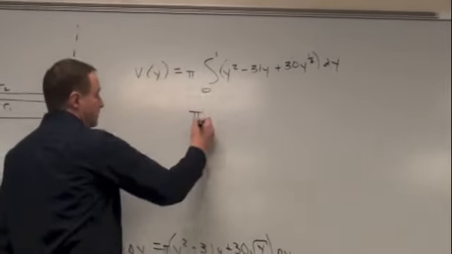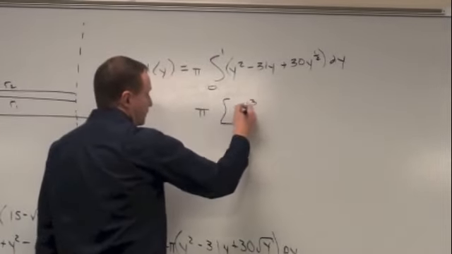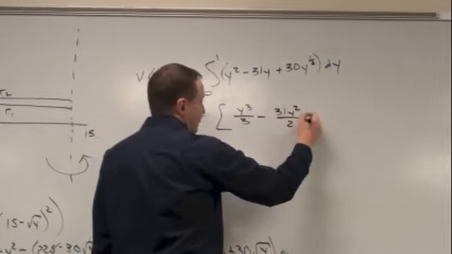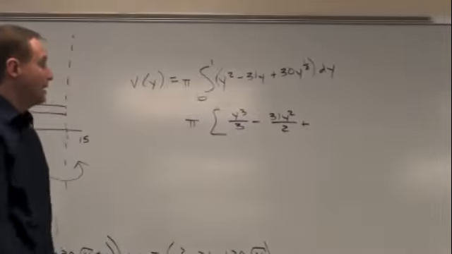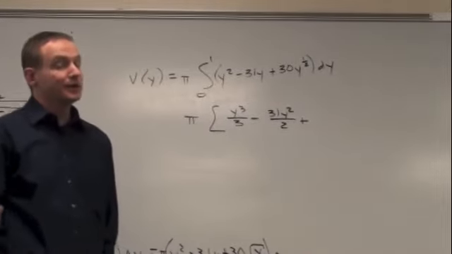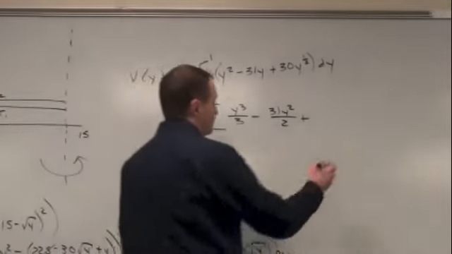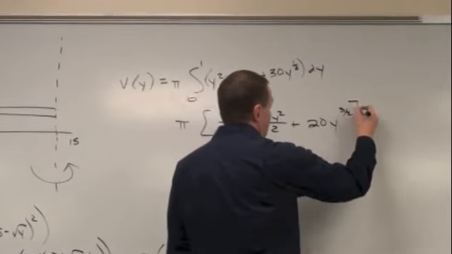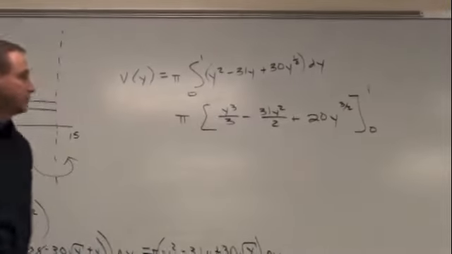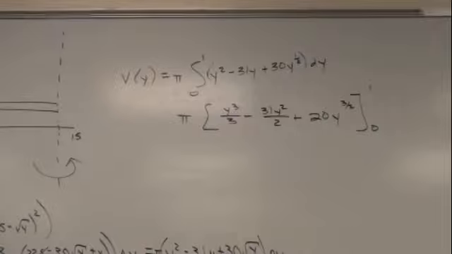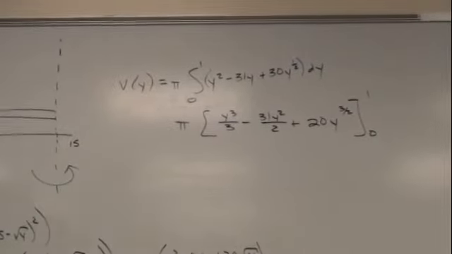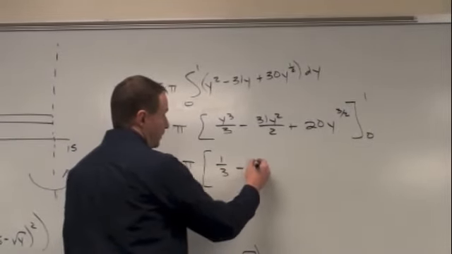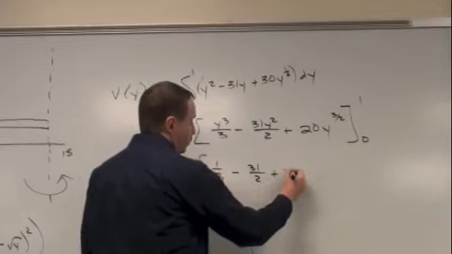Upon our integration, we'll get y cubed over 3 minus 31y squared over 2 plus 30y to the 3 over 2 times 2/3. 30 times 2/3 is just going to be 20. And all of this evaluated from 0 to 1. Again, it's nice that 0 is one of our limits of integration. 1 is our other. So I just plug in a 1 and I'll get pi times 1/3 minus 31 over 2 plus 20.